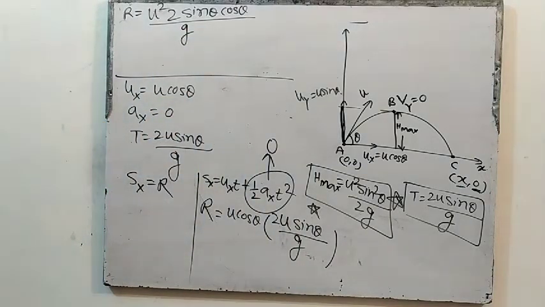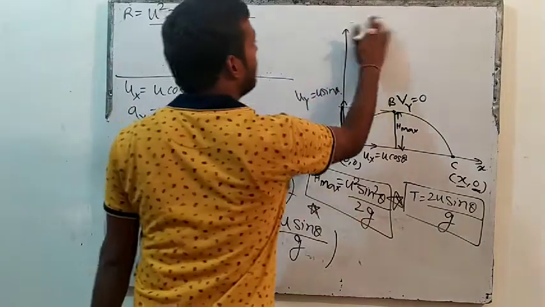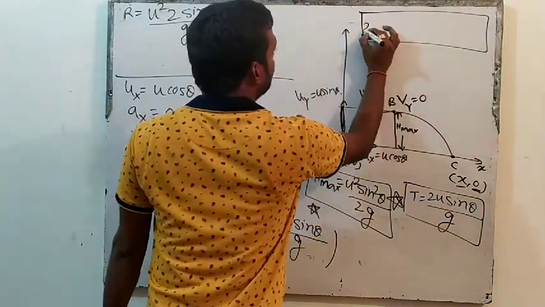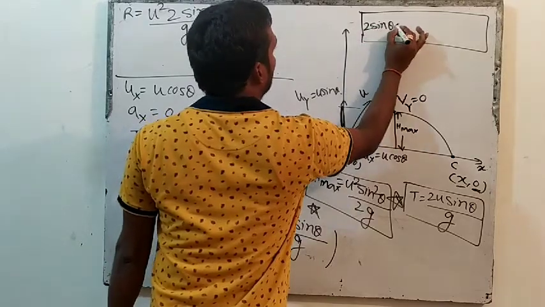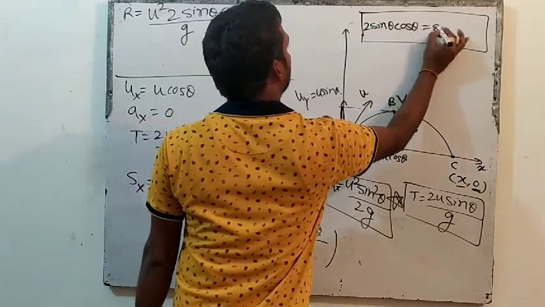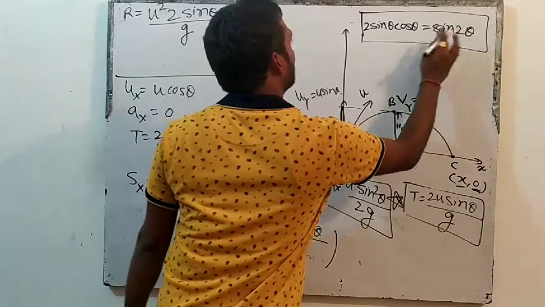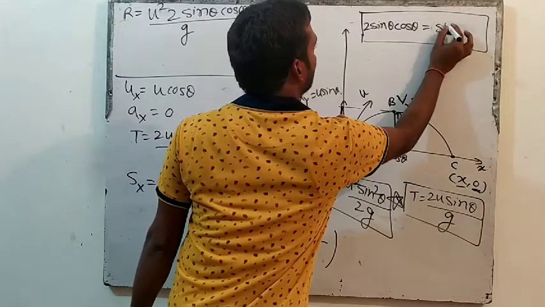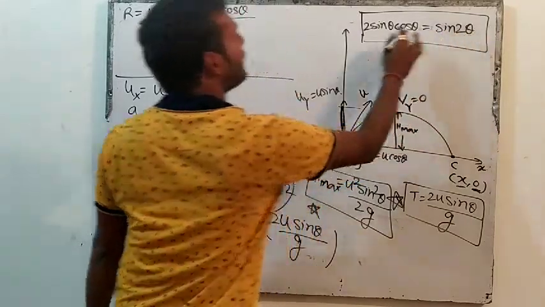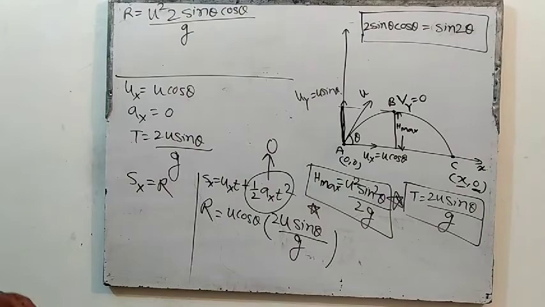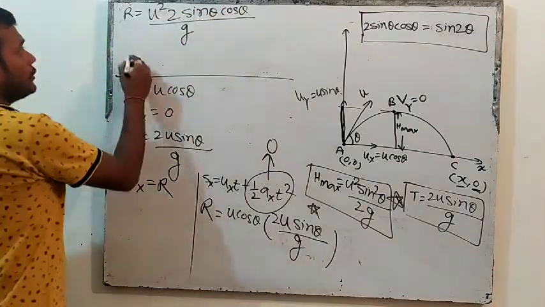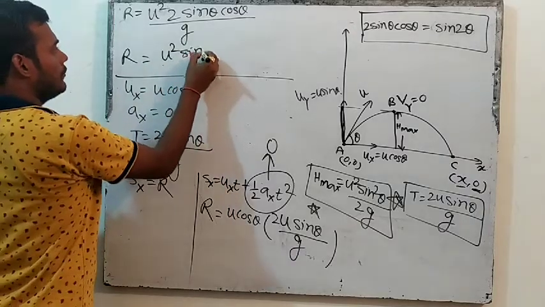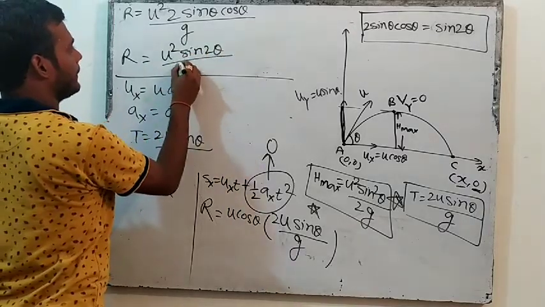Achha, in mathematics you will learn a formula. This formula you should memorize, that 2 sin theta cos theta is equal to sin 2 theta. So sin 2 theta is equal to 2 sin theta cos theta. Here also 2 sin theta cos theta is coming now. So in the place of 2 sin theta cos theta, you can write u square sin 2 theta by g.